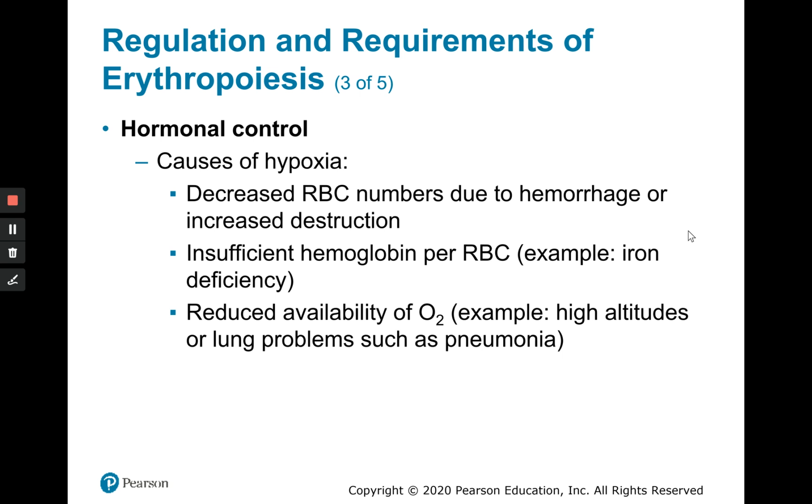So causes of hypoxia include decreased red blood cell numbers, maybe due to hemorrhaging, some type of injury that's causing massive bleeding, insufficient hemoglobin per red blood cell, iron deficiency anemia is a great example, or reduced availability of oxygen, such as occurs with a blood clot, or when someone goes up to high altitudes all of a sudden, or has lung problems, such as pneumonia.